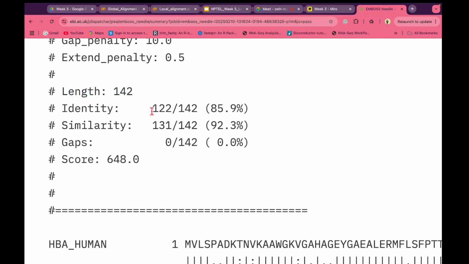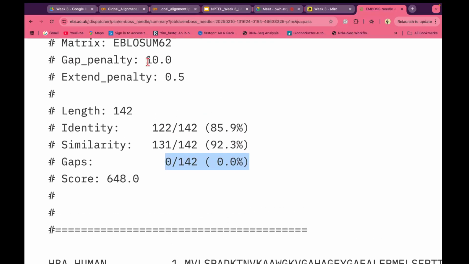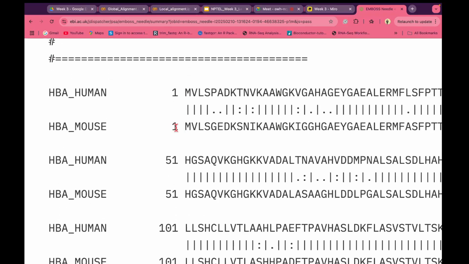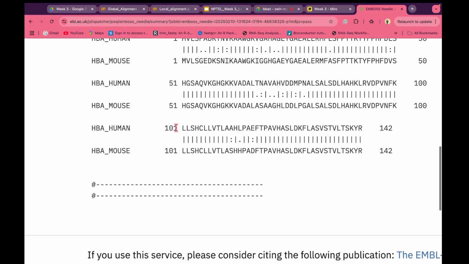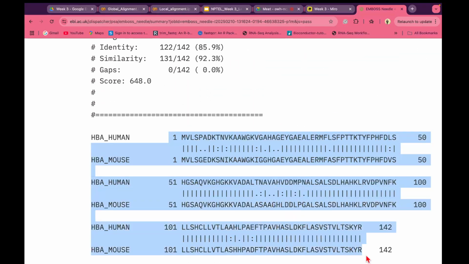In this alignment of 142, we have 122 places where the sequences are identical and 131 places where the sequences are similar. In the remaining places there is a mismatch, and this alignment program has introduced zero gaps because of the high gap penalty. So this is how the sequence alignment has been constructed using the Needleman-Wunsch algorithm.